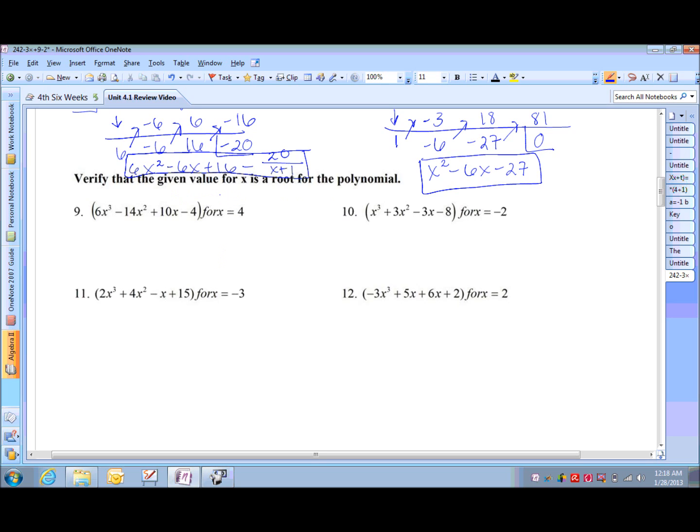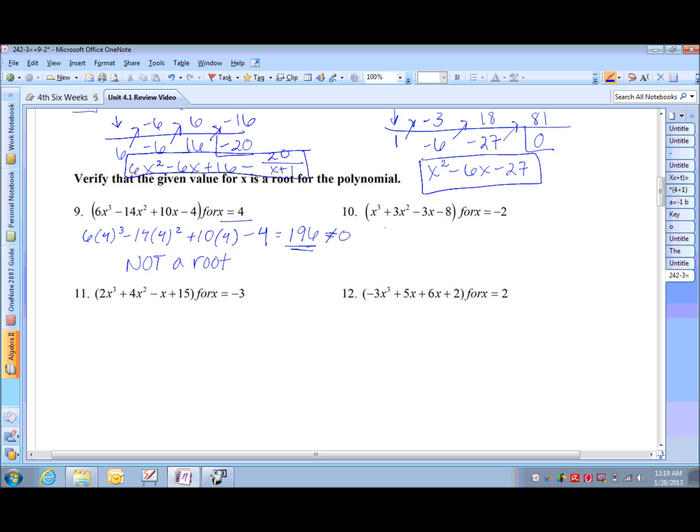So let's look at problem 9. We're going to plug in 4 wherever we see x. So 6 times 4 cubed minus 14 times 4 squared plus 10 times 4 minus 4. And as you carefully plug that into your calculator, you end up with a value of 196. Now, since it's not equal to 0, this is not a root for this polynomial.